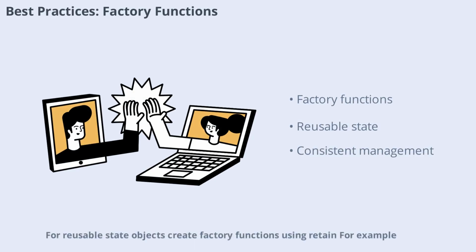For reusable state objects, create factory functions using Retain. For example, a rememberImageState function can initialize image state with an image URI and initial zoom. This approach promotes code reuse and ensures consistent state management across your composables. Factory functions make it easier to manage complex state objects and integrate Retain seamlessly into your Compose apps.